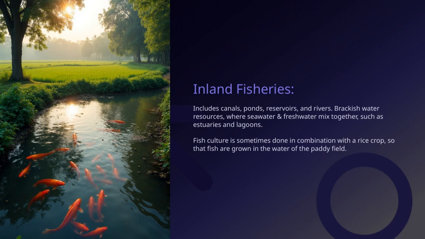An interesting aspect of inland fisheries is fish culture, which is sometimes combined with rice cultivation. In these cases, fish are grown in the water of paddy fields, creating a symbiotic system where rice and fish benefit from each other. This integration helps optimize resource use and boosts food production, aligning with our overall goal of sustainable and efficient fisheries management.